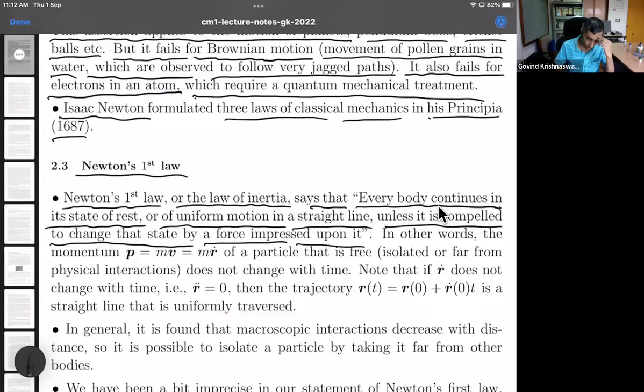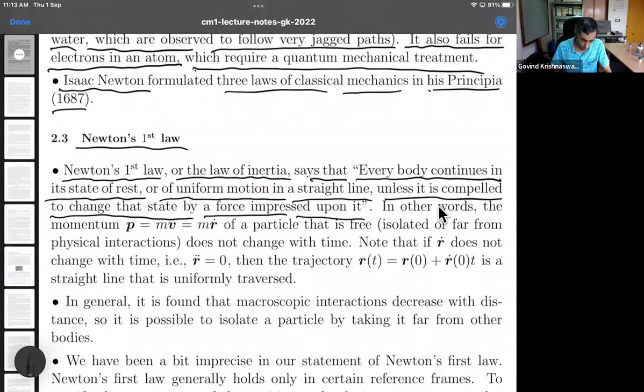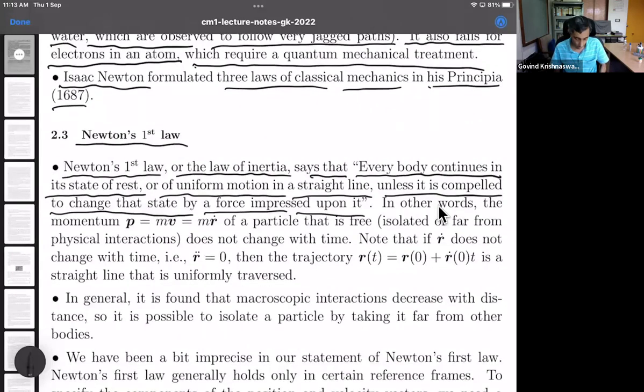Every body continues in its state of rest or of uniform motion in a straight line unless it is compelled to change that state by a force impressed upon it. So the language is somewhat older. Some of these words we will have to redefine and use in a different way, but I hope you get the idea. Let me state this in a mathematical way.